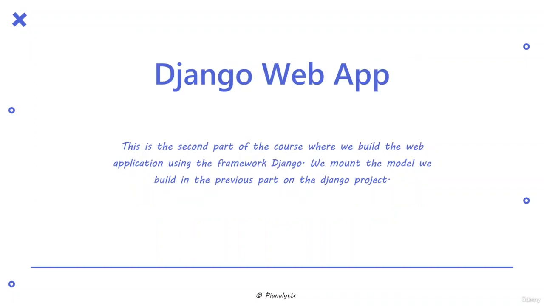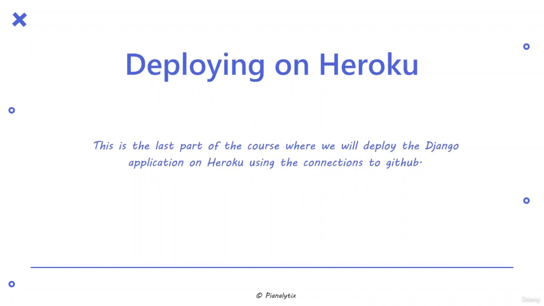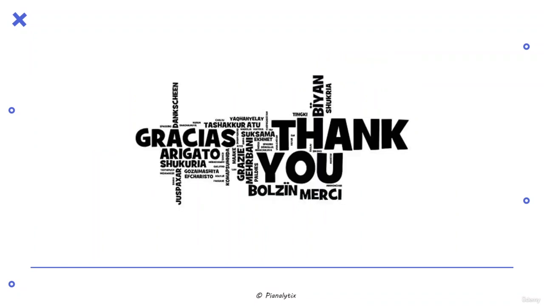So the next, or the second part, will be the Django web app. This is the second part of the course or the project, where we will build the web application using the framework Django. We will mount the model we have built in the previous part on the Django project here. Last is deploying on Heroku. This is the last part of the course, where we will deploy the Django application on Heroku using the connections to GitHub. So now let's move forward and work upon the first part of this project, where we will be building a machine learning model.